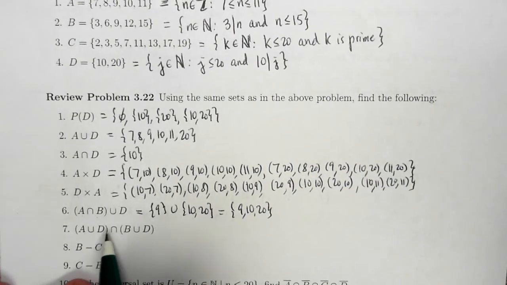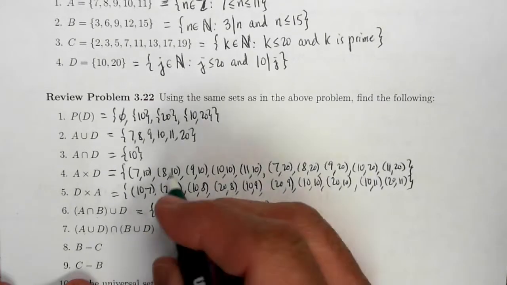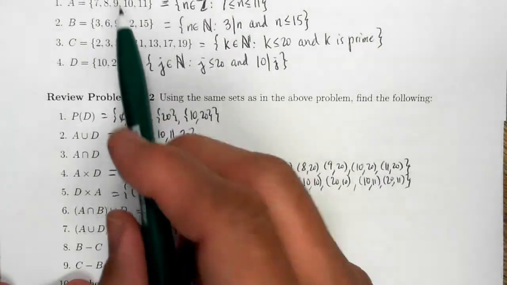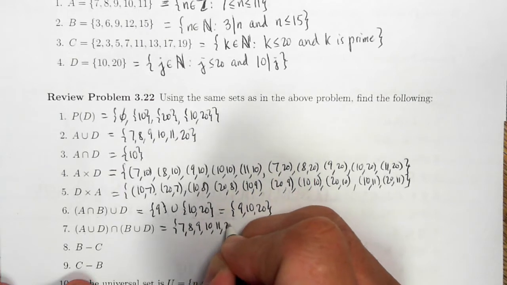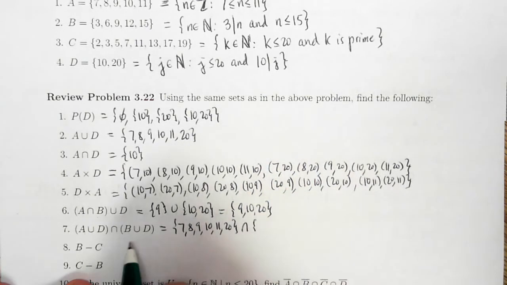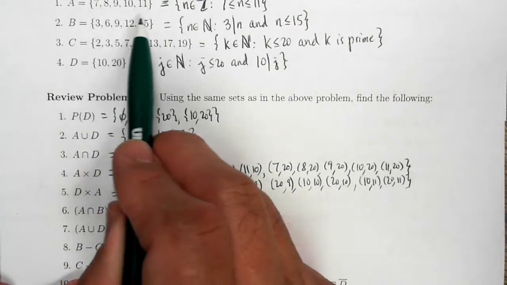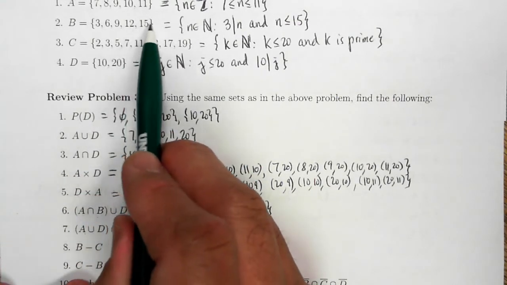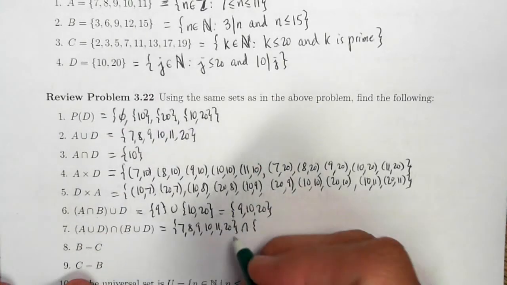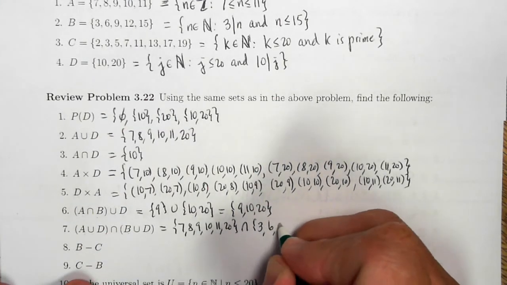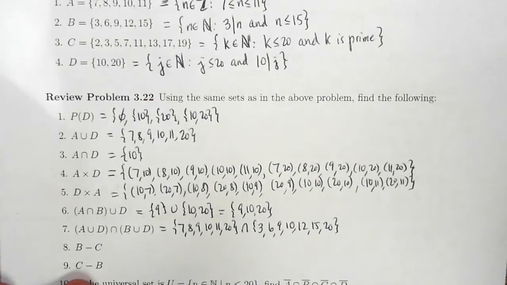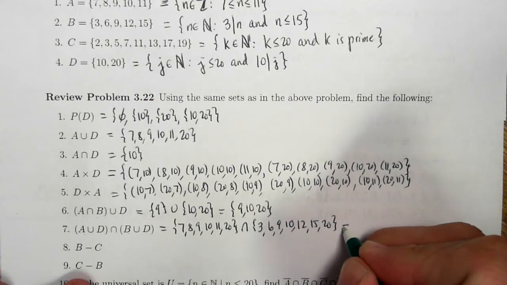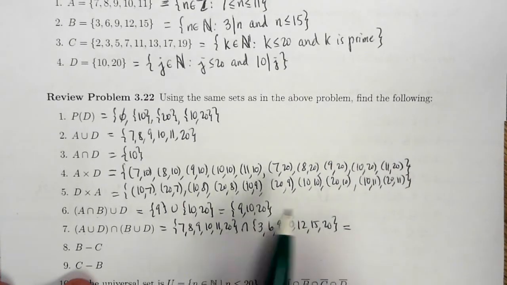Okay, this one says A union D intersect B union D. Okay, so A union D, we just did it here, 7, 8, 9, 10, 11, 20. Intersect. Then B union D, if I take the union of B and D, I see that nothing is common to B and D, so I can just simply list out all 7 things. 3, 6, 9, 10, 12, 15, and 20. And they don't have to be listed in order, but it certainly makes it easier to read if they're listed in order. Now I take the intersection of this set and this set.